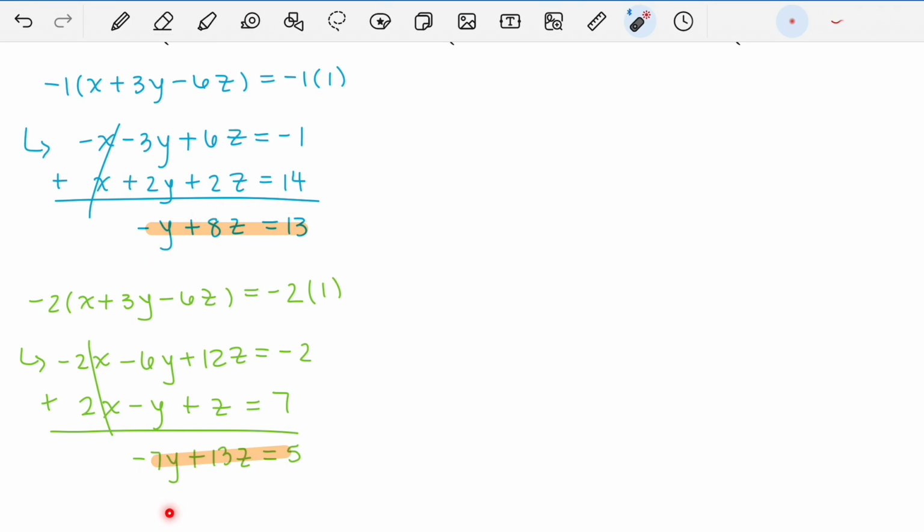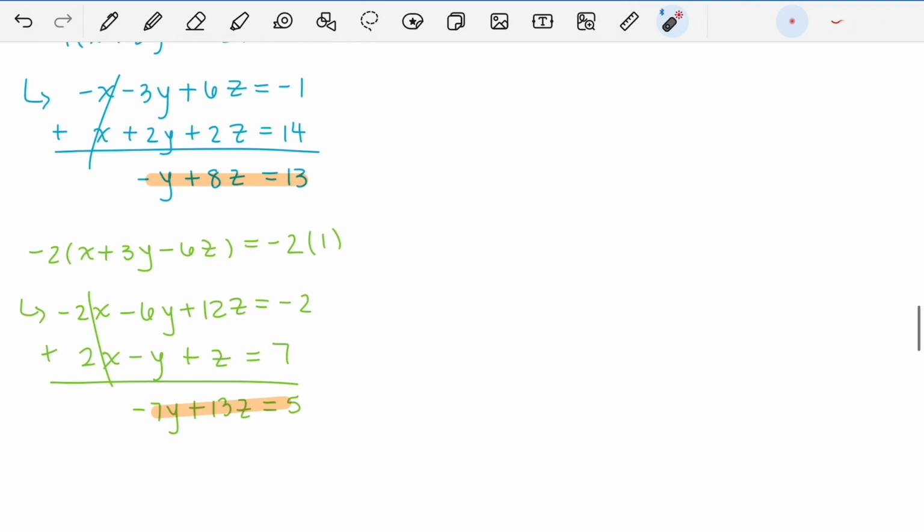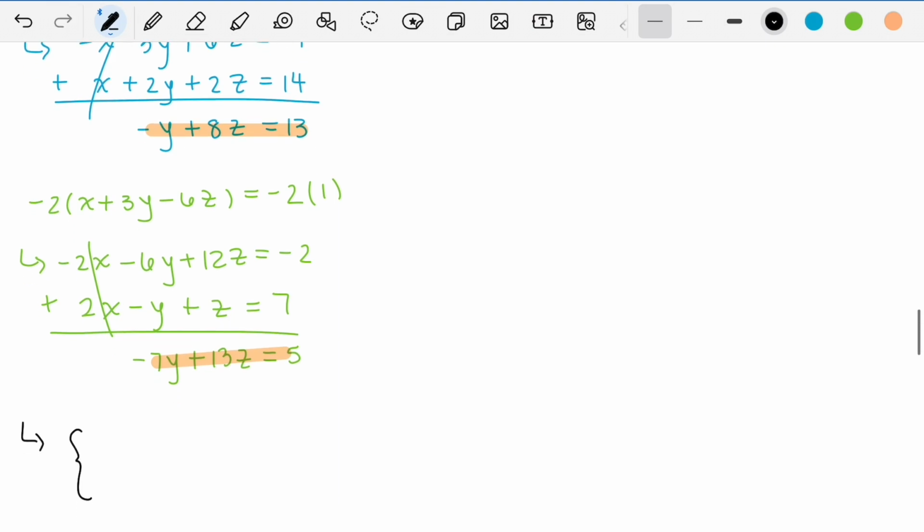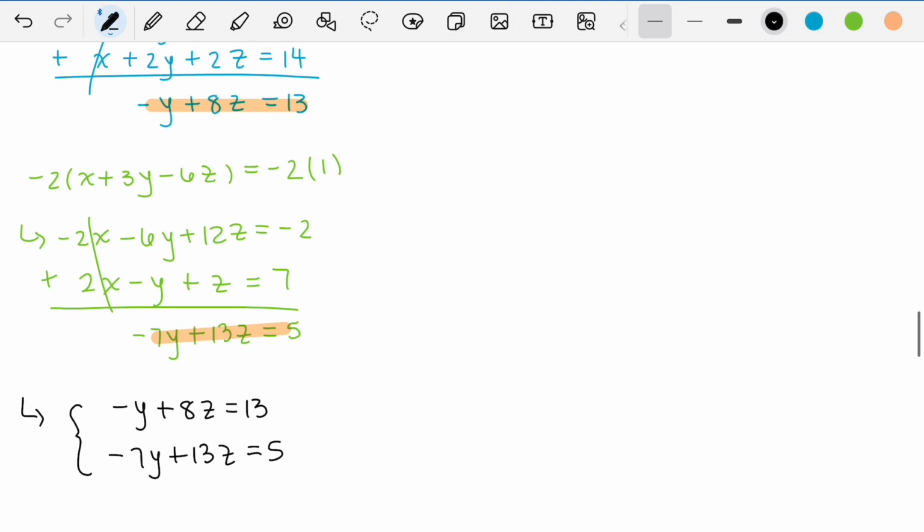So this is going to be our new system of equations here, and then we can solve it using the methods that we saw in section 3.1. So we have this new system here, which is minus y plus 8z is equal to 13, and minus 7y plus 13z is equal to 5. So now we can just solve this.